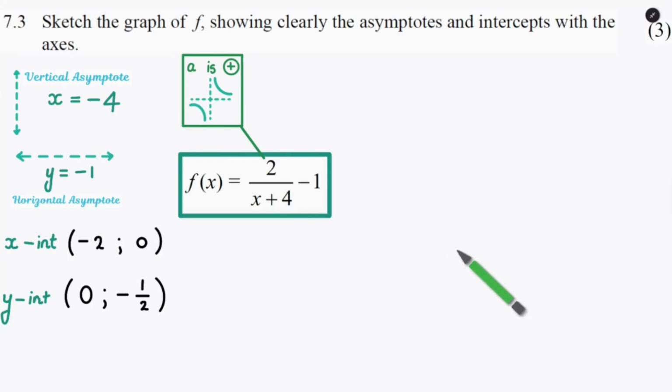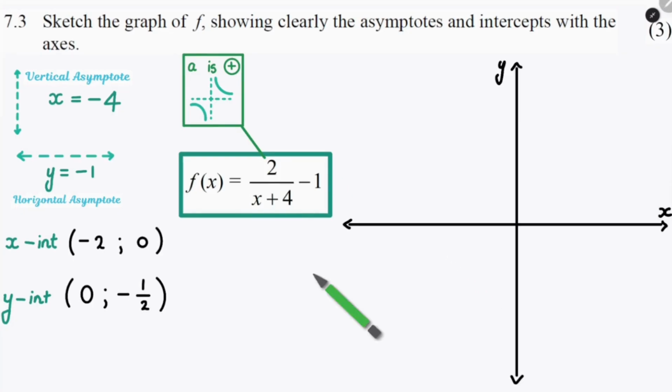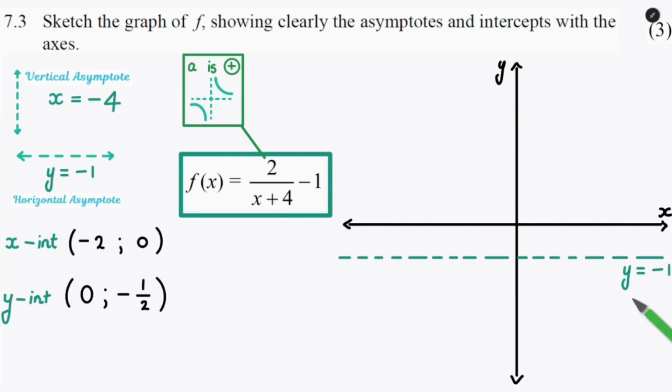So let's get a Cartesian plane going. We'll start off by getting our asymptotes in. So this asymptote will go at -1. It's going to go across like this. So it will look something like this over here. Now let's do the vertical asymptote. It's going to go up and down. It's going to be at -4, so quite a way out, like over there. So it will look something like this.